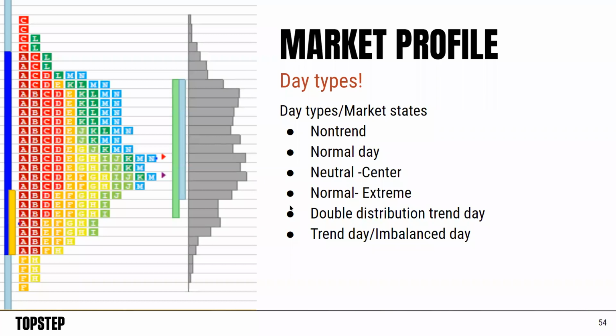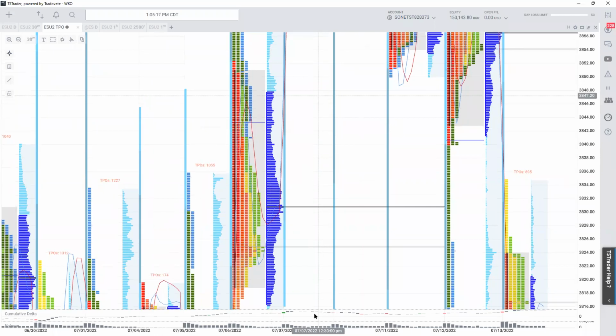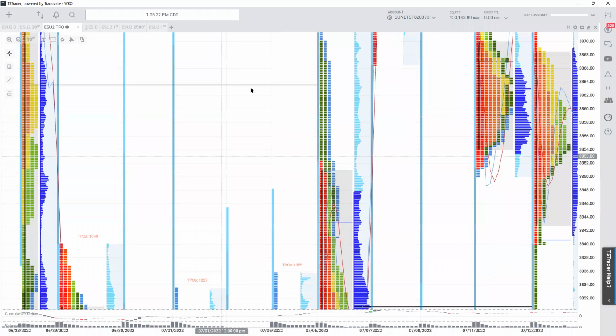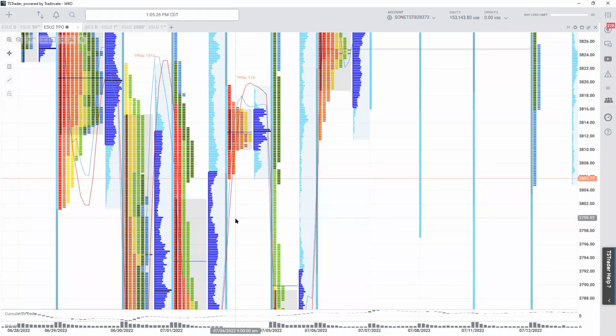A non-trend day is usually going to be a day before a holiday or a holiday day. A non-trend day is a day you probably don't want to trade. I would say that Monday, July the 4th, would be a good representation of that. Here it is. Non-trend day. Barely trades outside of the initial balance. It's a very narrow range with little opportunity.